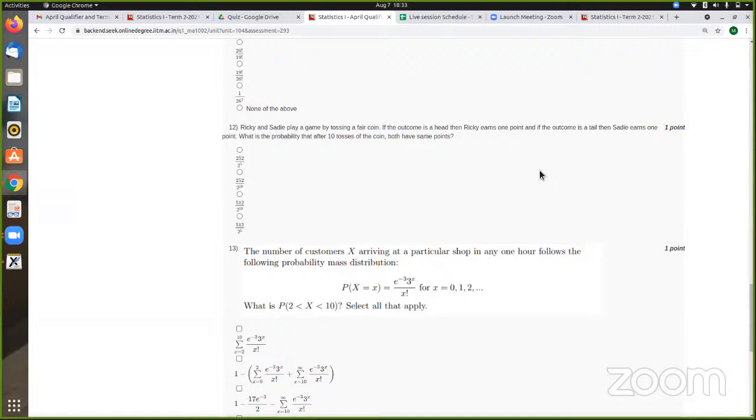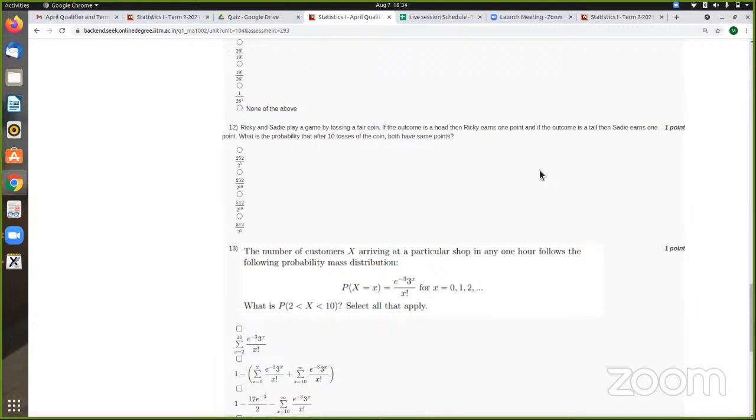So there are 10 tosses. Until both have equal points, we are playing the game, and when both players get the same point, we stop. For example, if we get tail in the first toss and heads in the second toss, we can stop here, right? No, it is not written here that we stop.